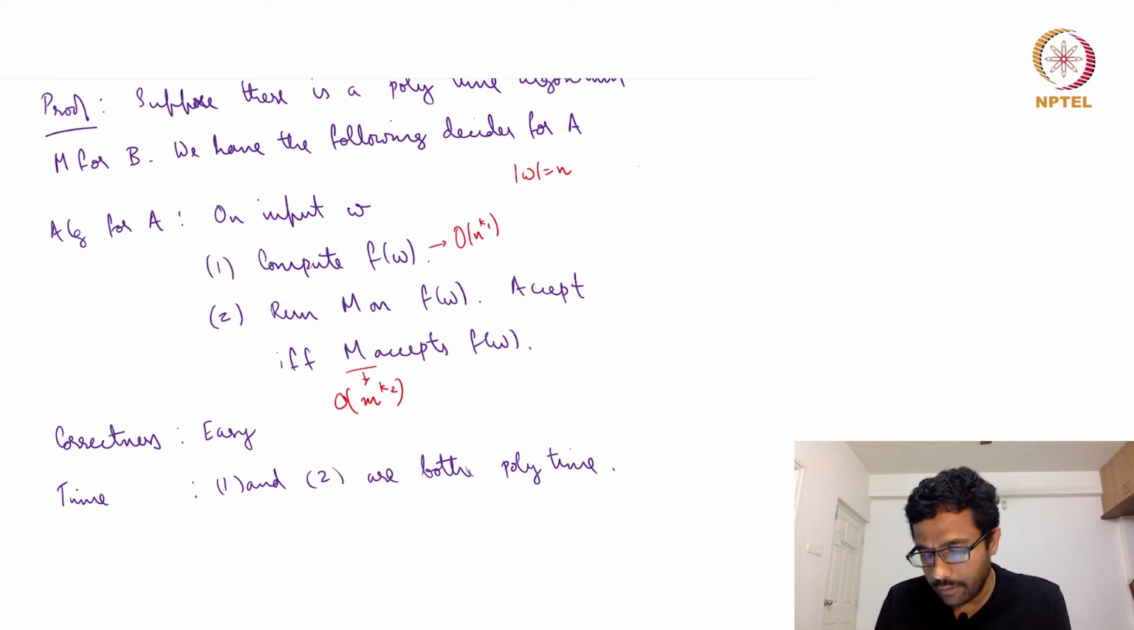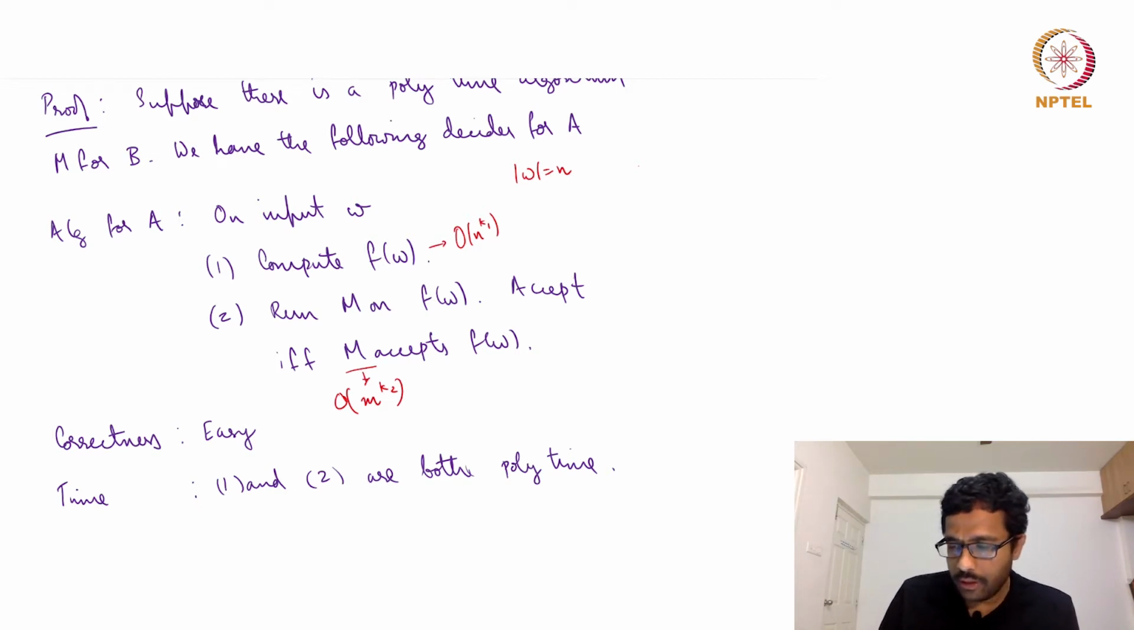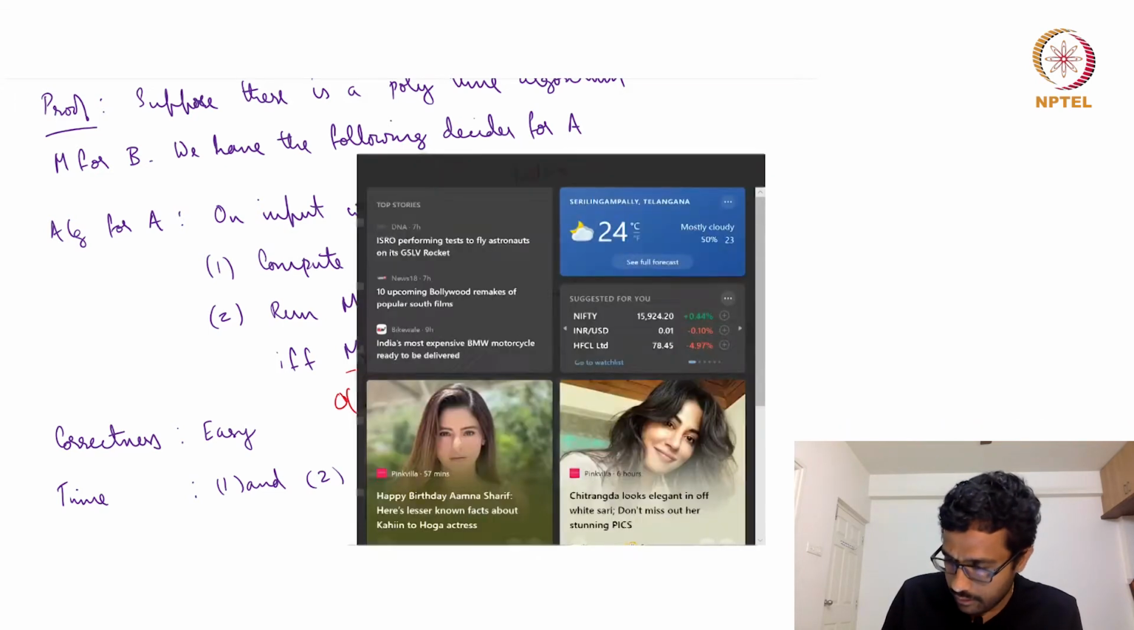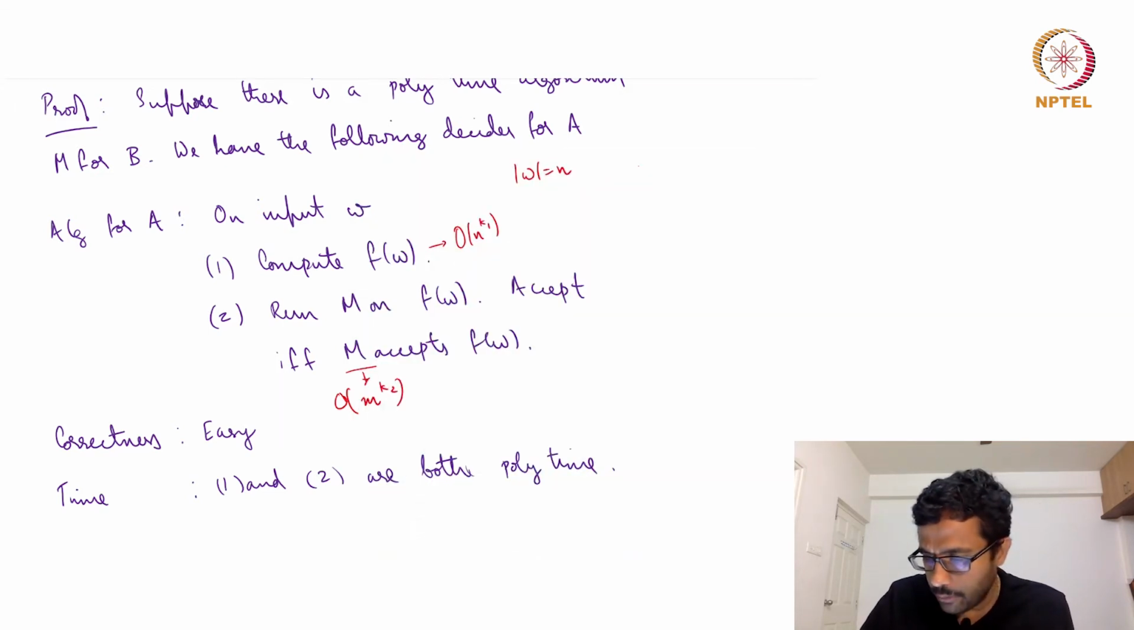So the running time of f is order n to the power k1 and the running time of M is order m to the power k2. So what you do is you compute f of w. This takes order n to the power k1 time and then you run M on f of w. So this complexity of m to the power k2 is on the length of the input. The complexity is usually a function of the length of the input, but the length of the input is the length of f of w.